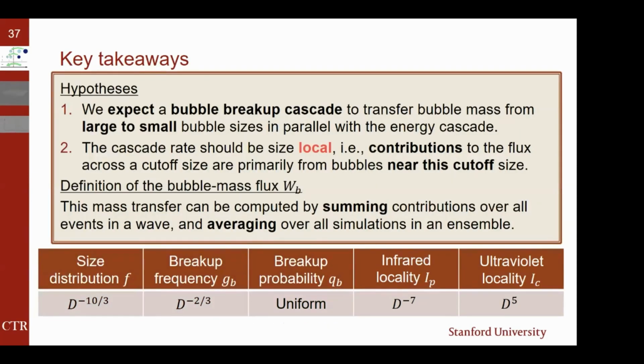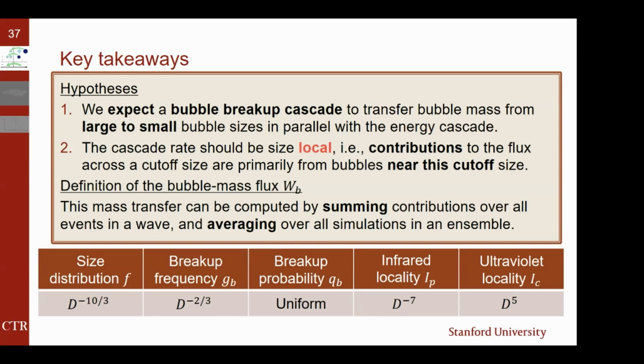So to summarize this theoretical section, we hypothesize the presence of a breakup cascade. We claim that in a strict sense, this cascade should be local. We were able to quantify this bubble mass transfer, and we can measure it directly in simulation or experiments. But if we go one step further, assume some theoretical scalings from turbulence theory, and substitute them into an expression for WB, we can prove theoretically that the turbulent breakup process is strongly local.